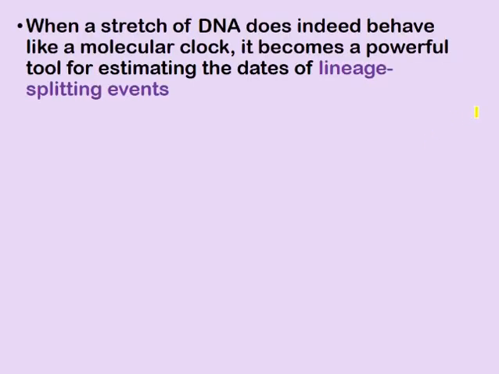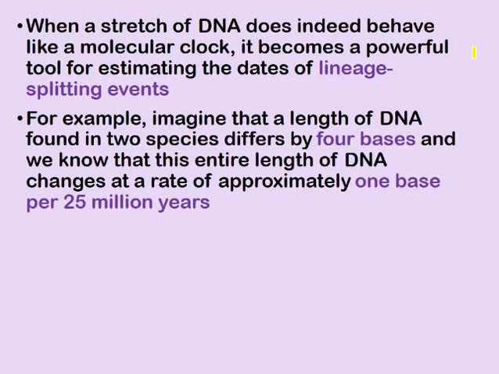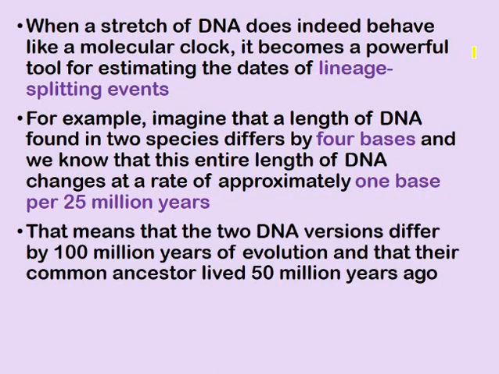When a stretch of DNA does indeed behave like a molecular clock, it becomes a powerful tool for estimating the dates of lineage splitting events, and that's when we get that speciation. For example, imagine that a length of DNA found in 2 species differs by 4 bases, and we know that this entire length of DNA changes at a rate of approximately 1 base every 25 million years. That means that if we have 2 DNA versions and they differ by 100 million years of evolution, their common ancestor lived 50 million years ago.